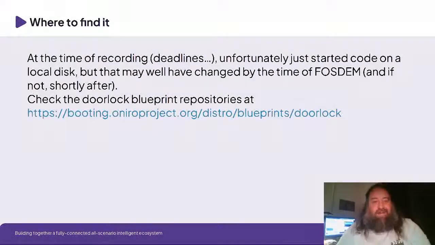So, where can you find it and start running your Zephyr GPIO code on Linux? Unfortunately, at the time of recording this, due to deadlines, this is just some started code on a local disk, but this may well have changed by the time of FOSDEM already, and if not, it will change shortly after. I'm currently somewhat busy doing other things, updating the toolchains to LLVM 14, but as soon as possible, the wrapper library will be released in the Dorlog repositories, and the Zephyr Dorlog code and everything you need to build the original blueprint is already there.